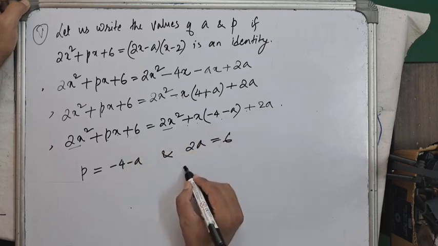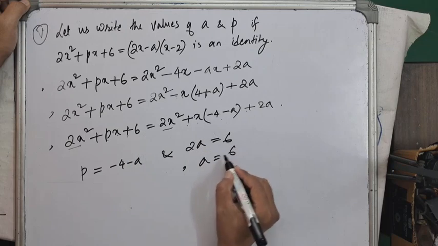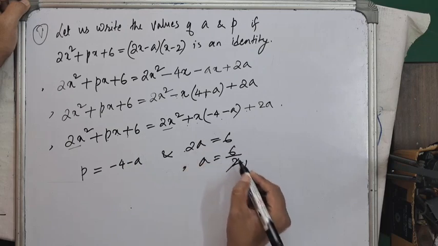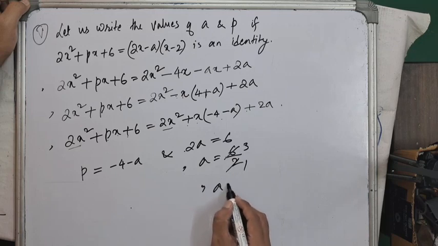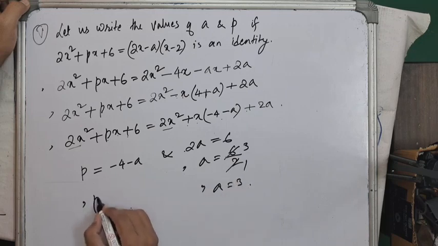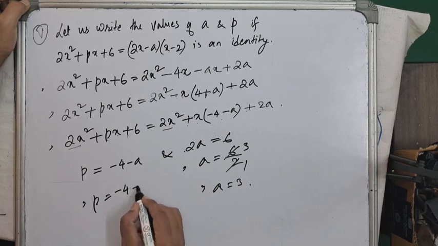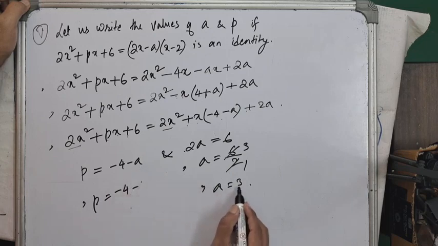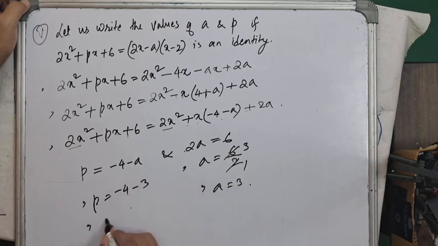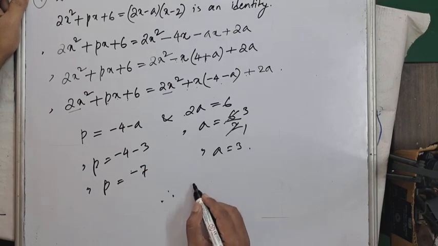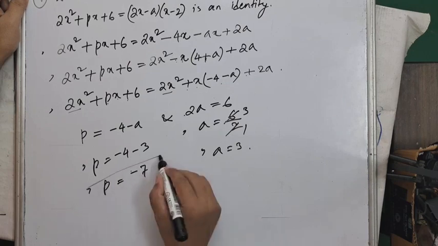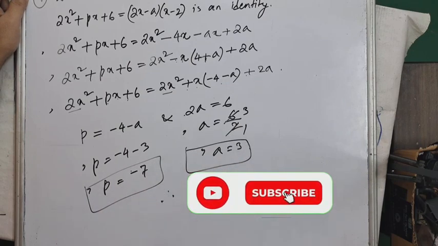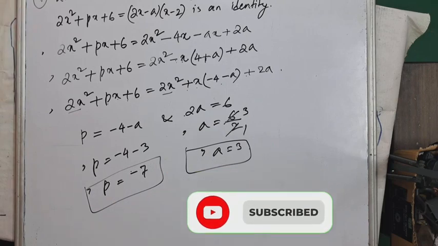2a equal to 6. So from this equation, a equal to 6 upon 2, 2 ones are 2, 2 threes are 6, or a equal to 3, which means p equal to minus 4 minus a, minus 3, a is 3, or p equal to minus 4 minus 3 is minus 7. Same sign means we must add the numbers, isn't it? Therefore, the values are p equal to minus 7 and a equal to 3. So this is the solution for question number 5.